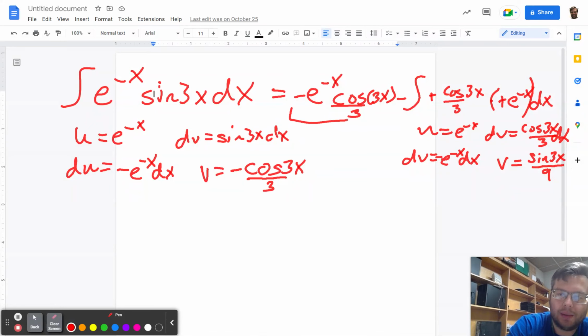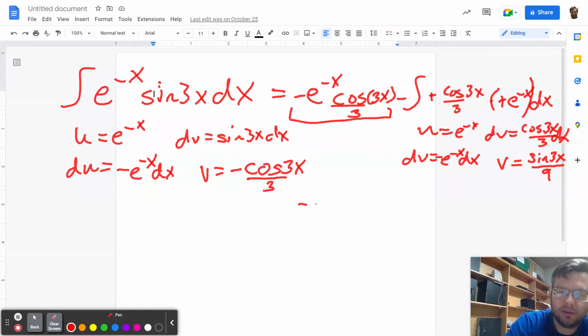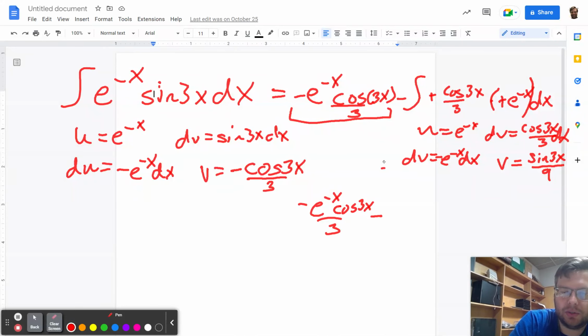So I'm still going to copy this chunk down. Minus, and then I'm going to do minus a whole uv minus v du. So minus uv minus the integral of v du.